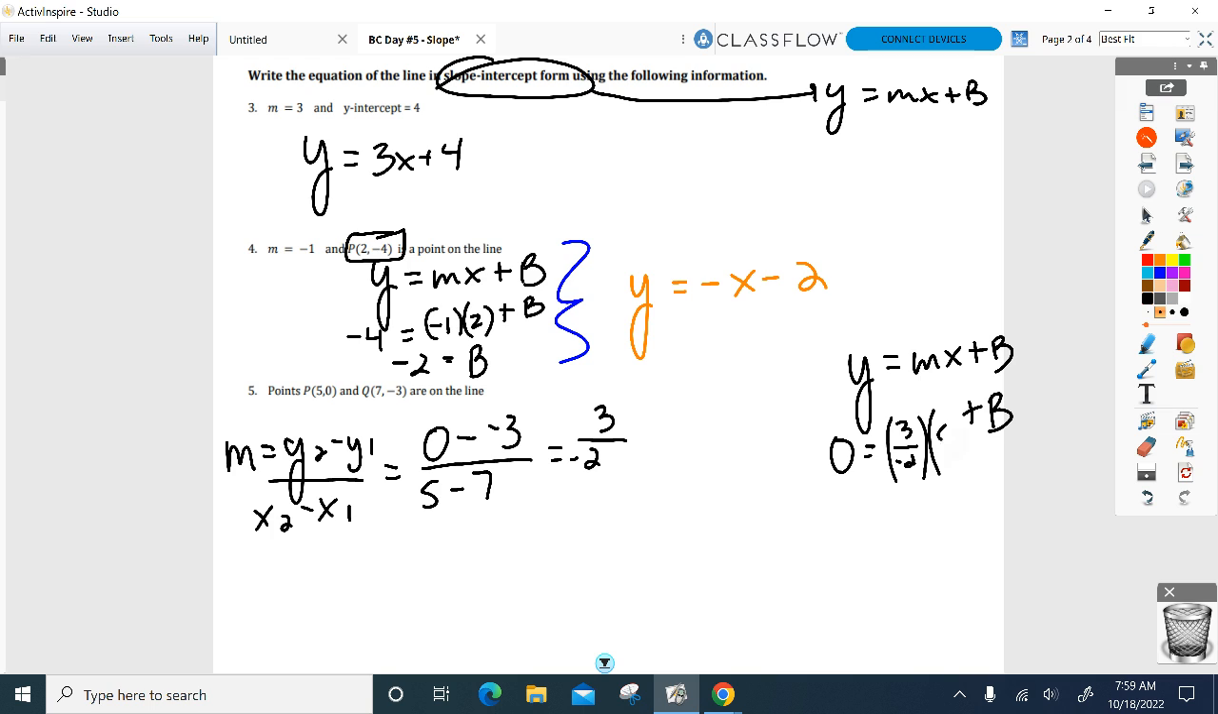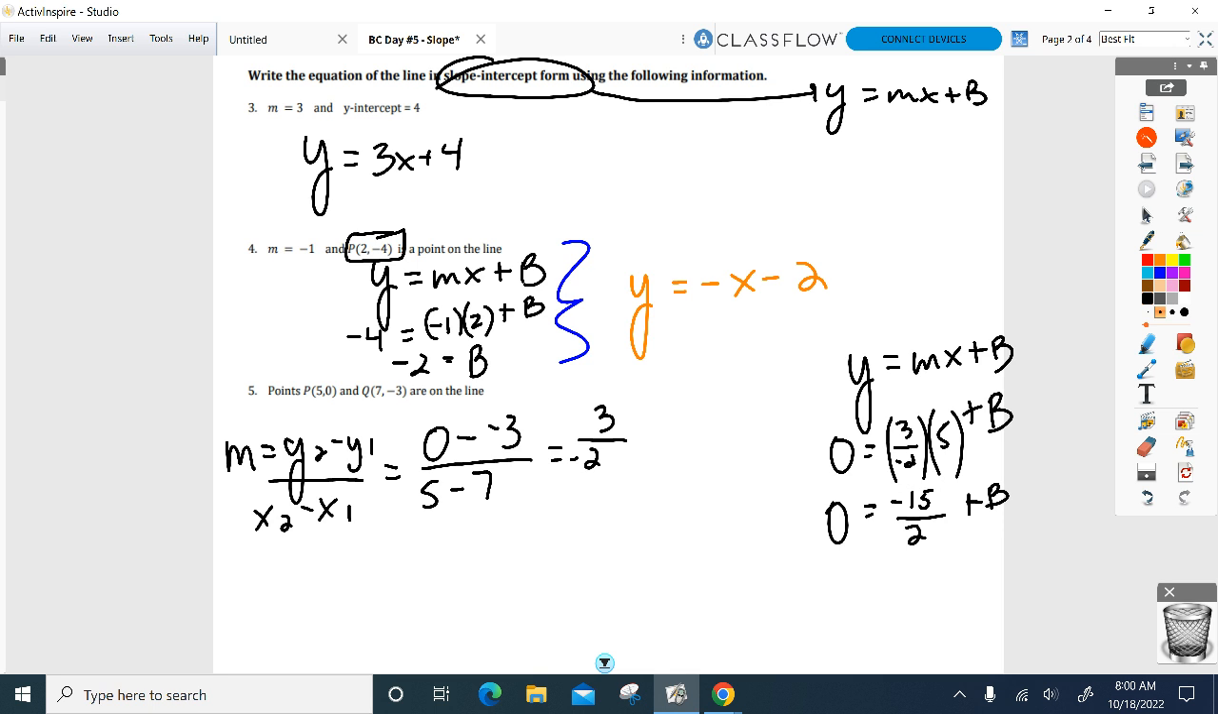5. Yep. And I don't feel any sympathy for you guys because you have calculators. You can do 3 over negative 2 times 5 and move it over. What do you get? Negative 15 halves or negative 7.5? Either one. Leave it as a decimal, leave it as a fraction, I don't care. I'm going to leave it as a fraction. Negative 15 halves plus b.